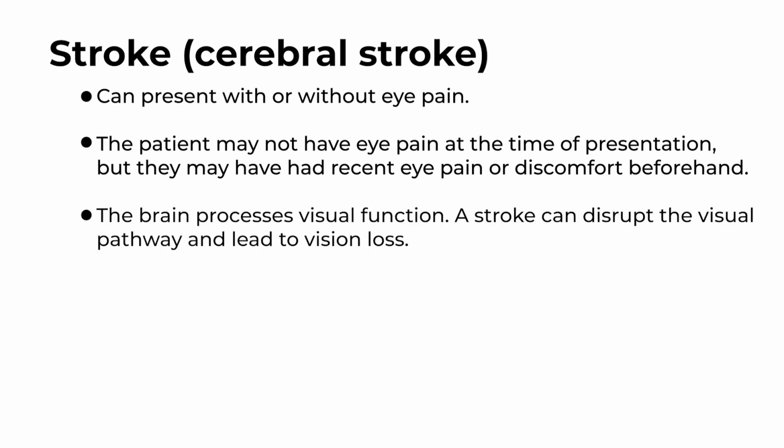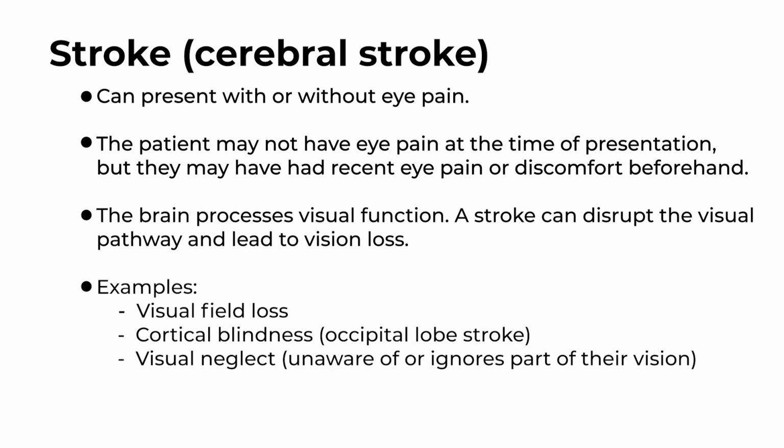Because the brain processes visual function, a stroke can disrupt the visual pathway and lead to vision loss that can present in different ways. So some examples include visual field loss, cortical blindness, especially if it affects the occipital lobe, as well as visual neglect, and that's where someone is unaware or ignores part of their vision.